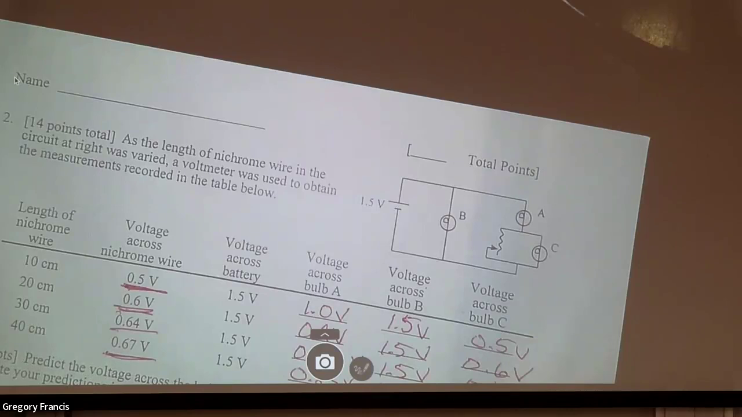Check with your neighbor, see if your neighbor could have gotten this right on an exam if they took this exam.